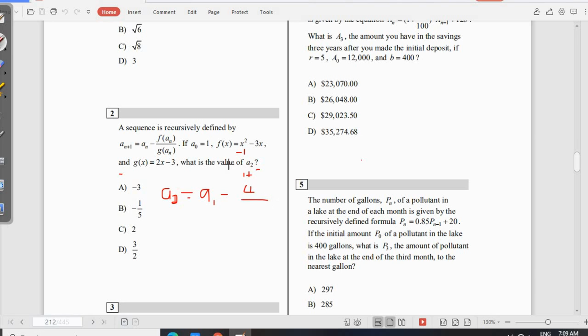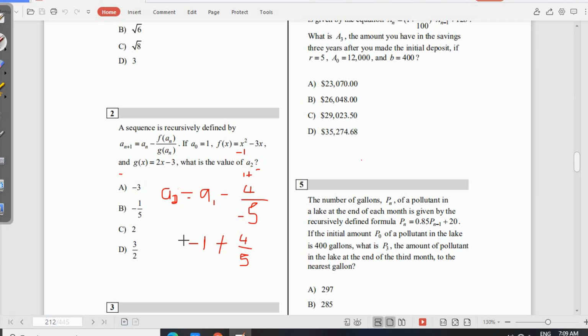So we have 4 over, then put the minus 1 here too. 2 times minus 1 will give you minus 2. Minus 2 minus 3 is minus 5. So we have a1, which was minus 1 here, minus 4 over minus 5, and the minus can affect this other minus, so it's plus 4 over 5. That's minus 1 plus 4 over 5. But wait a minute, how can we get minus 1 plus 4 over 5? The best way to do that is to twist this.